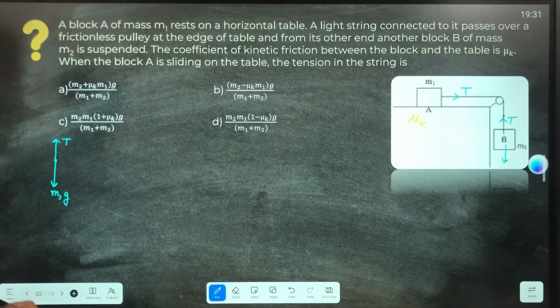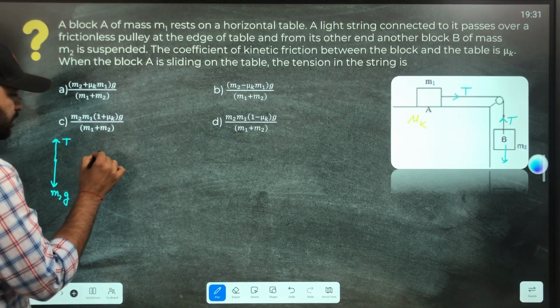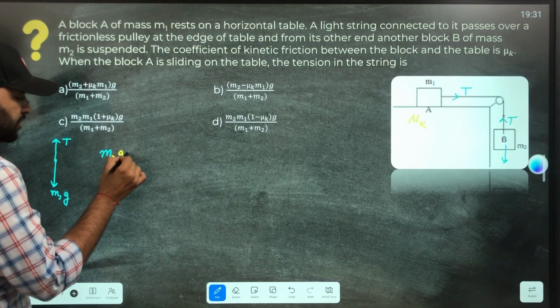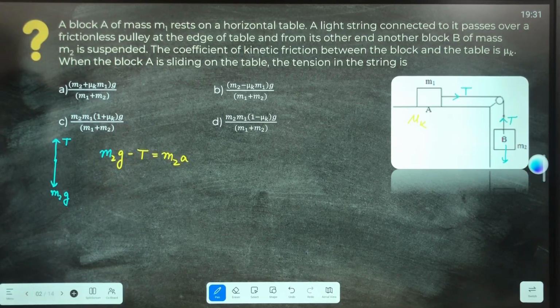And because of this, what is happening? We have acceleration of the system. So m2g minus tension T will be equal to m2a. I hope this is clear. Okay, this is for block B. Let's deal with block A over here.